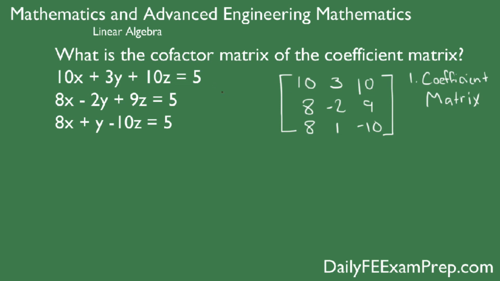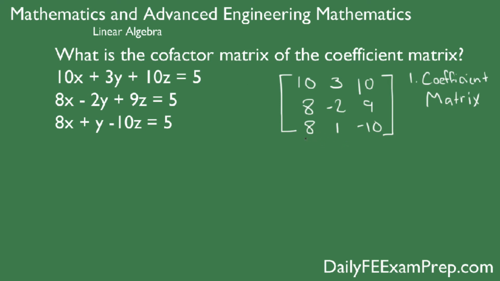It's a 3x3 matrix, because we have three variables, or three coefficients, for three formulas. Just write it out exactly as you see it. So we have 10, 3, 10 for the first row, then 8, -2, and 9, and then 8, 1, and -10. So that's the matrix that we're going to be working with, and that's the matrix that we need to find the cofactor matrix of. Okay, so that's step one.